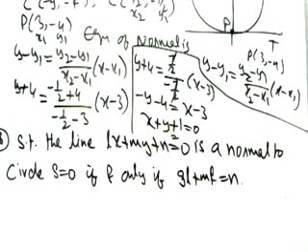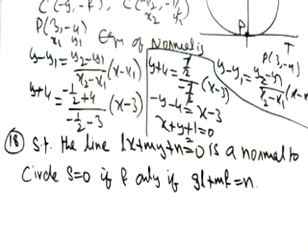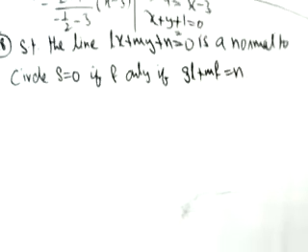Minus 4 on the other side, plus 4. 4 minus 3 is 1, equals 0. So this is the equation of the normal.